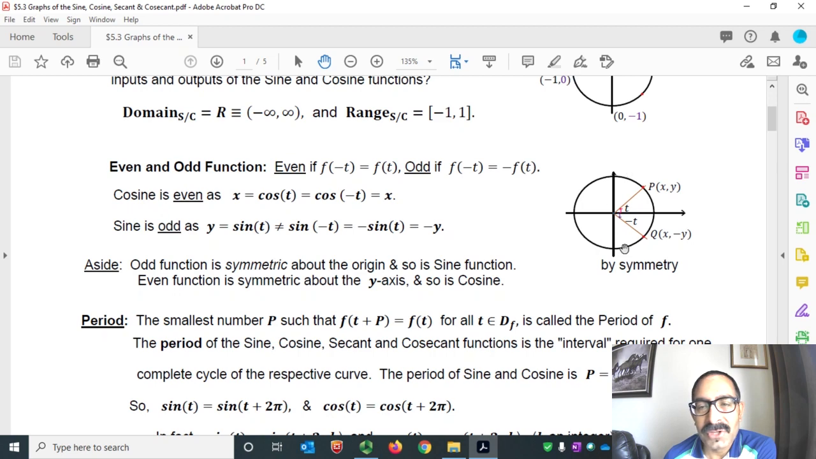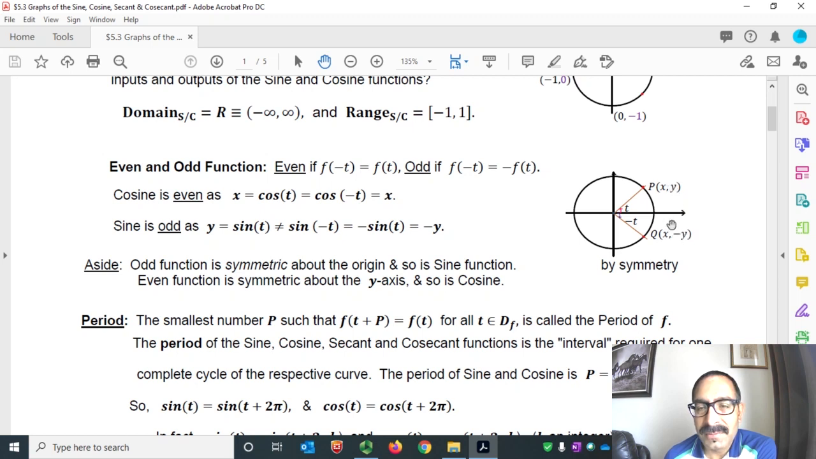let me talk about this diagram here. This point P corresponds to the angle t. If we change angle t to angle minus t, then the angle is in the fourth quadrant. Then using symmetry, the corresponding point of P is Q with the coordinates (x, minus y). So the x remains the same, only y changes. So here y changes from y to negative y.